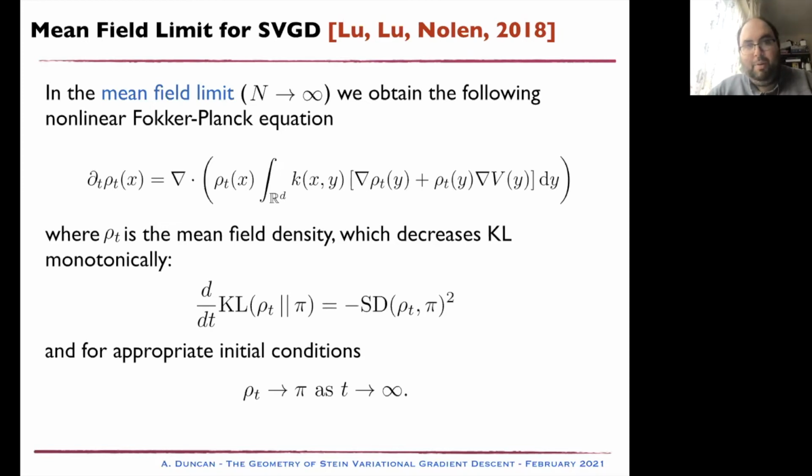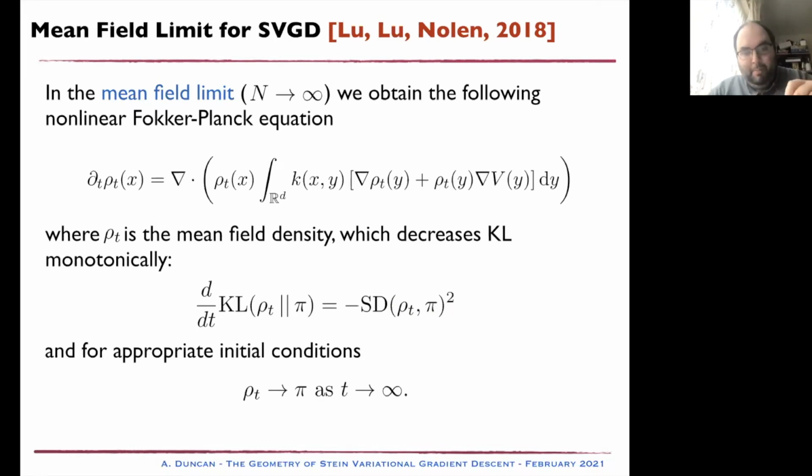So one important property that immediately, surprisingly, follows from this representation is that if I look at the rate of change of the Kullback-Leibler divergence between rho t, the density at time t, and pi, well, that's actually always decreasing. And it's decreasing at a rate which is determined by the kernel Stein discrepancy between rho t and pi at that time, squared.